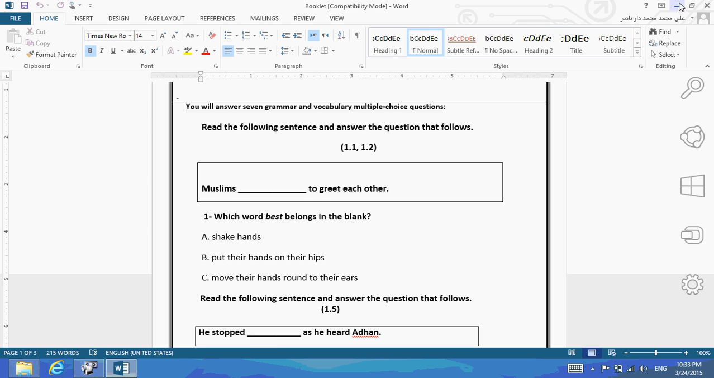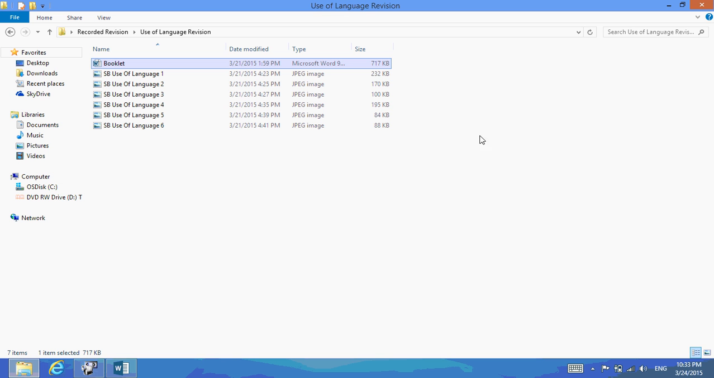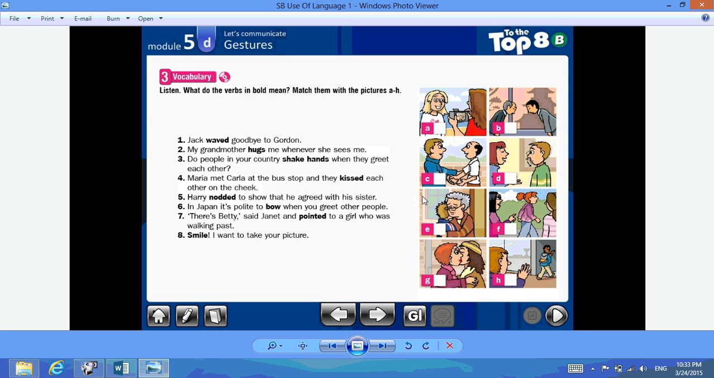A good example taken from a student book about such a kind of question is Vocabulary 3, Module 5, Gestures. You see here? In Japan, for example, it's polite to bow when you greet other people.